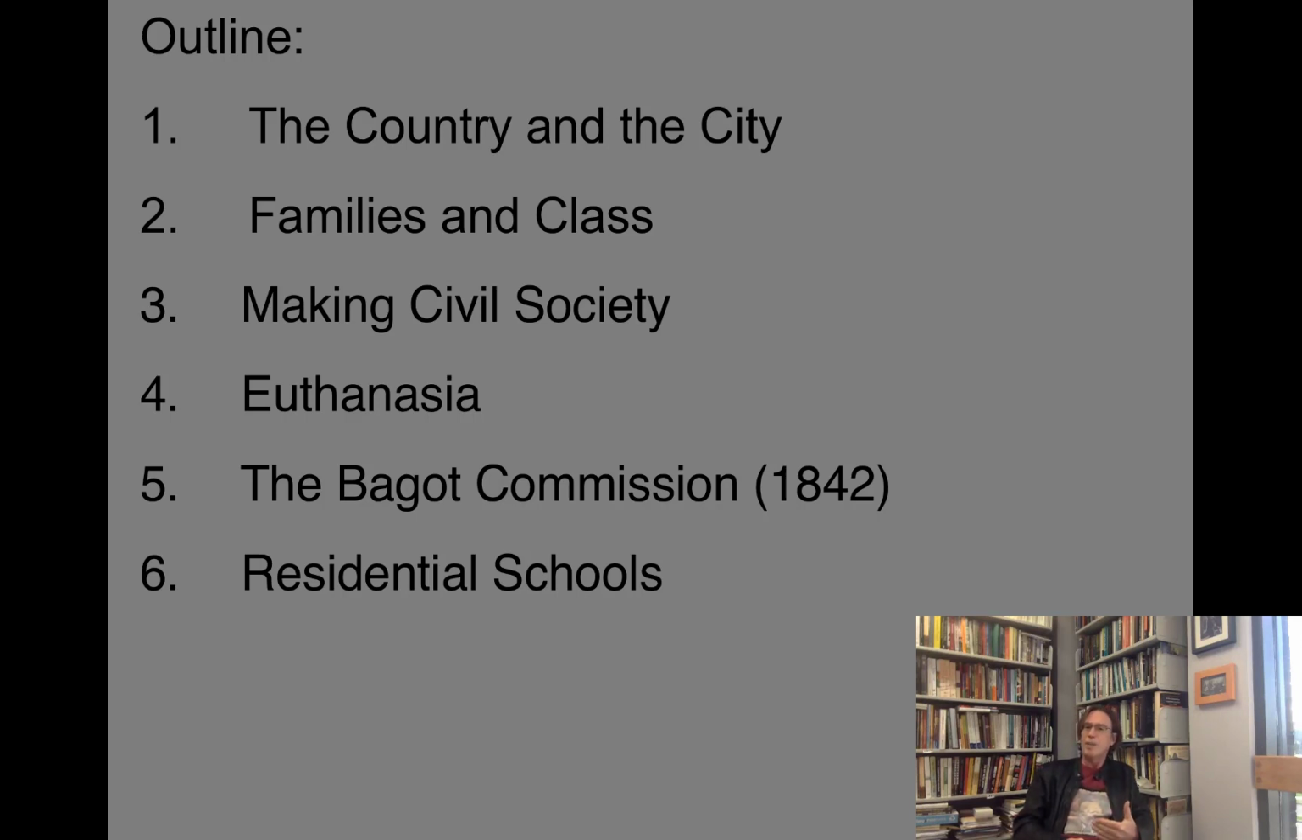Then we'll look at the Bagot Commission, 1842, a very important moment where Indian policy, as it comes to be known, is set. And that's going to lead to residential schools. And that'll be our final pickup. And what I really want to do in this section is show you some emerging dynamics in town and country, and some responses to that.